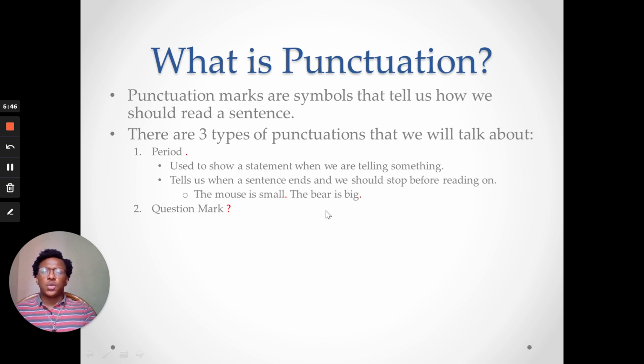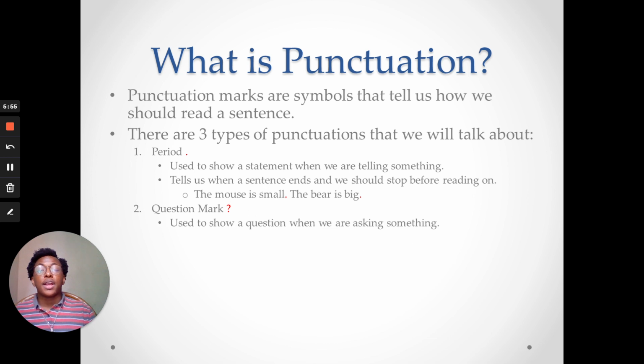Our next punctuation mark is called the question mark. Can everybody say question mark? And a question mark is used to show a question when we are asking something. So when we are asking somebody something, when we are writing it, we will always use a question mark to show that. And it tells us when we're reading a sentence that our voice should rise at the end.